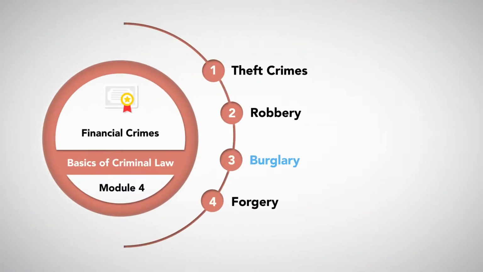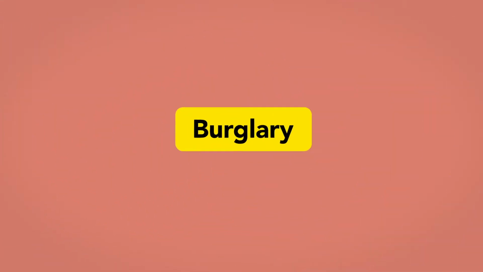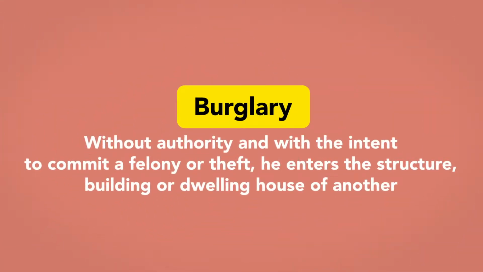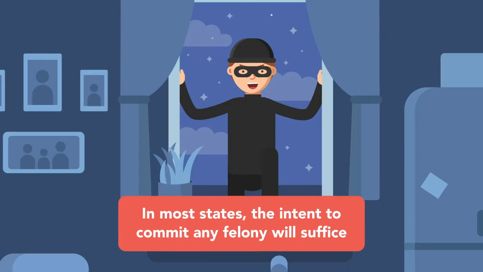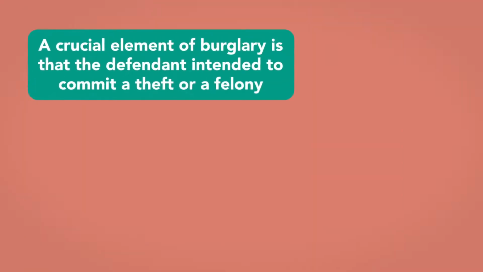Burglary. A person commits the offense of burglary when, without authority and with the intent to commit a felony or theft, he enters the structure, building, or dwelling house of another. The purpose of entering is usually to commit a theft, but in most states the intent to commit any felony will suffice. Thus, a crucial element of burglary is that the defendant intended to commit a theft or a felony.